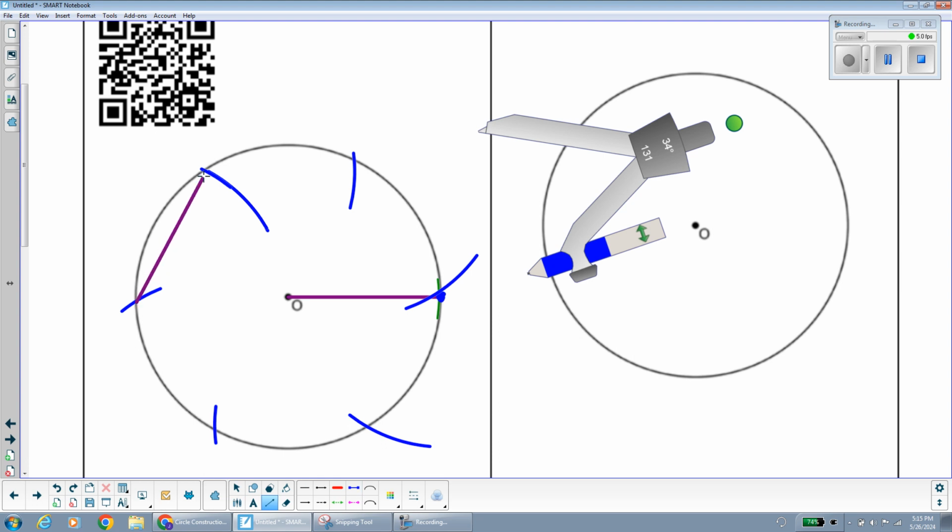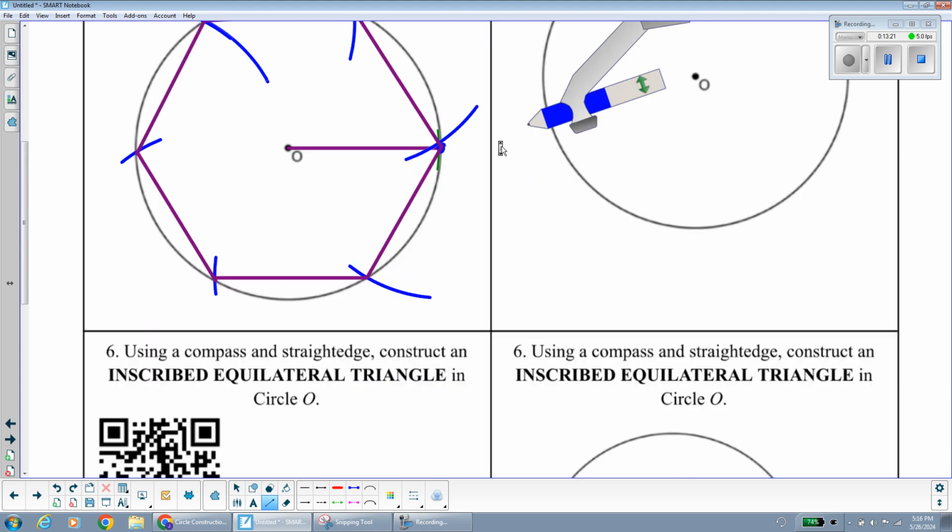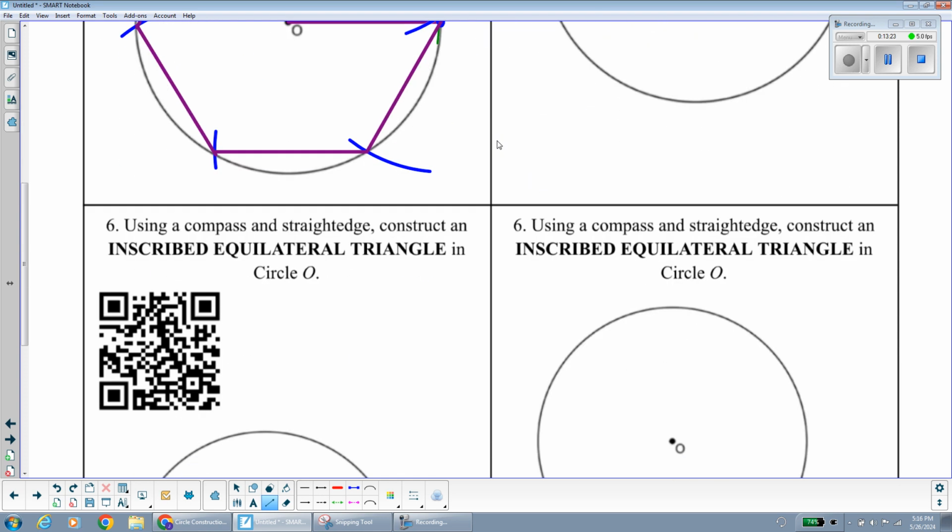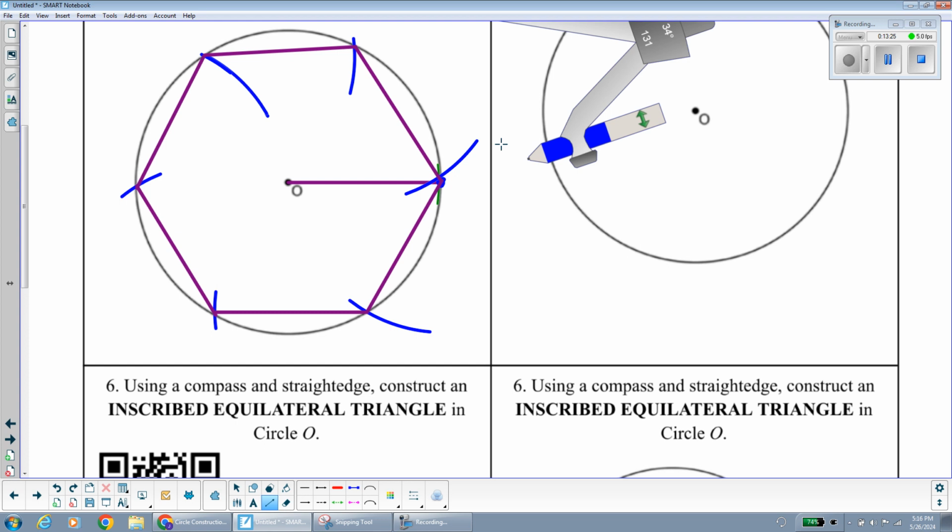Okay, so then I'm just going to connect each of those intersection points together with my straight edge. And there we have our hexagon inscribed in the circle. The next construction that we're going to do is an equilateral triangle inscribed in the circle.